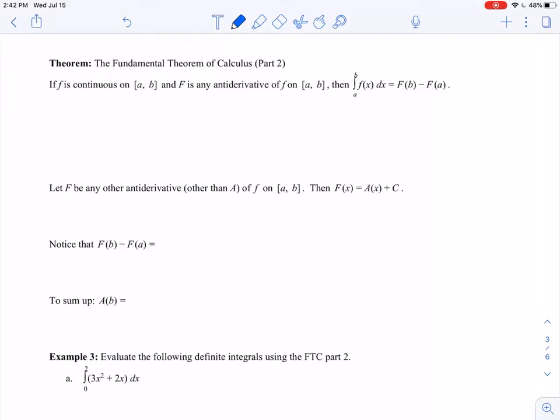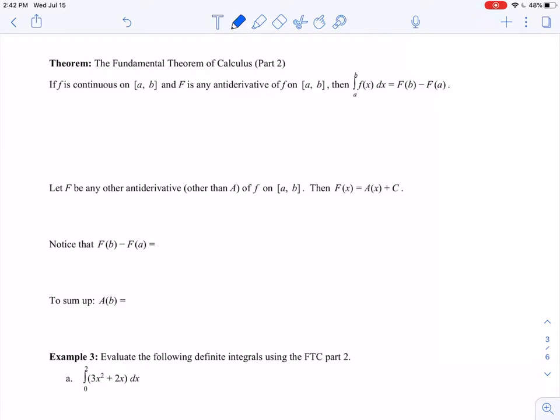All right, I hope you're sitting down because I have something very important to tell you about. It's the fundamental theorem of calculus part 2, and this is the very exciting part. When students think of the fundamental theorem of calculus, this is the part that they're thinking about.